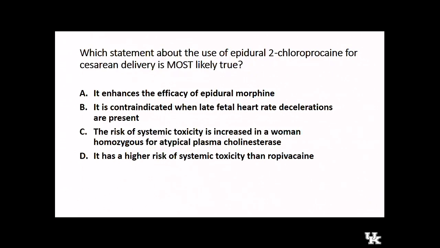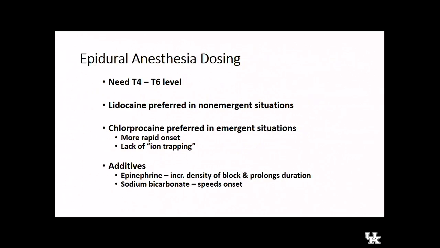But if you do epidural chloroprocaine, which statement about its use is most likely? So the answer would actually be C, because it is metabolized by plasma cholinesterase. So if you have a woman that's homozygous for atypical plasma cholinesterase, you can see an increased level of that local anesthetic. In terms of epidural morphine, it actually decreases the efficacy. It's clearly not contraindicated. It's indicated with late fetal heart rate decelerations, since that baby's going to be acidotic, and it does not have a higher systemic toxicity compared to ropivacaine.